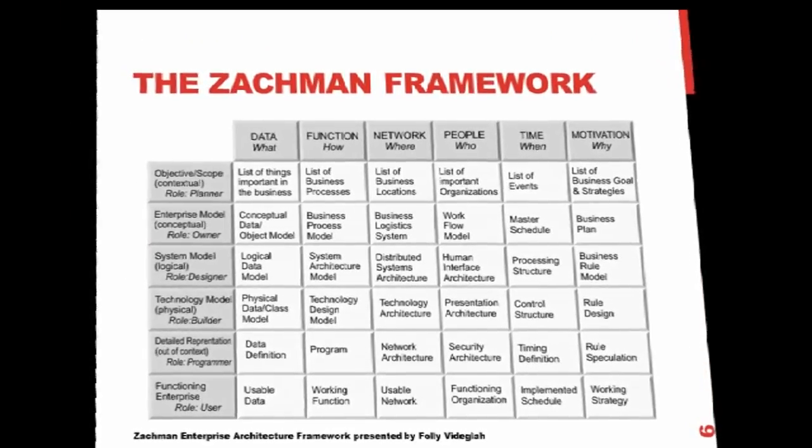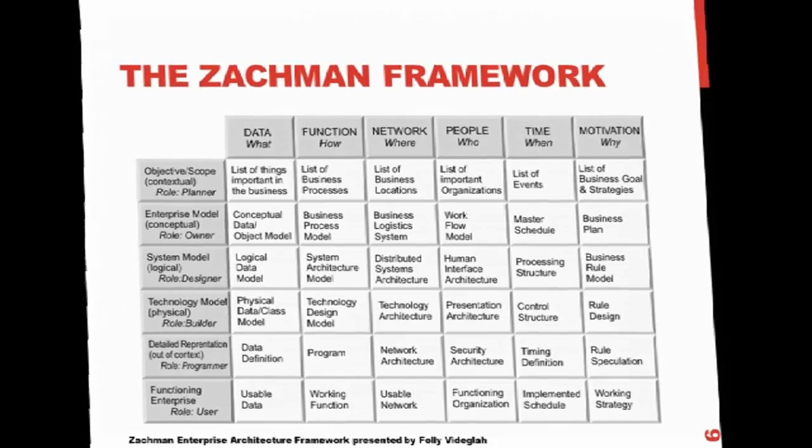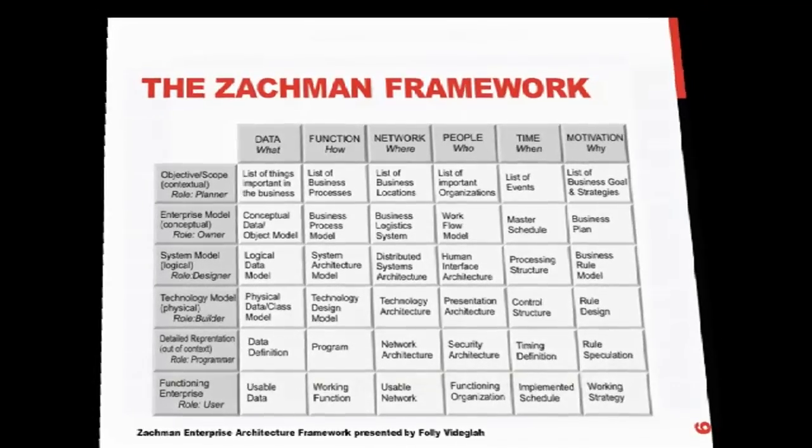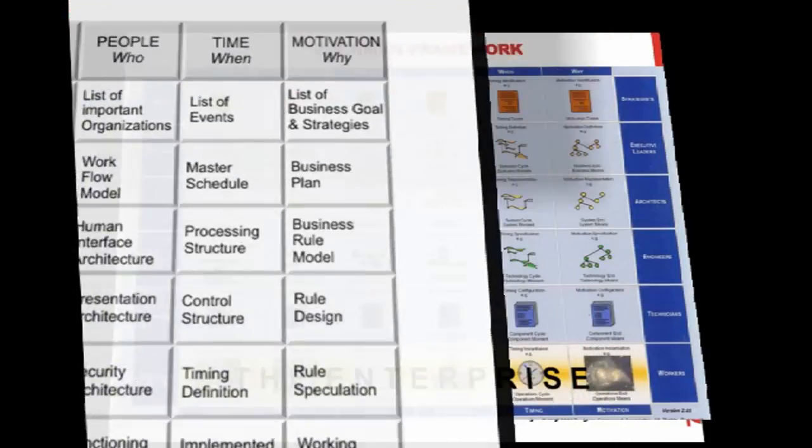Like I said, we have data, which is what; the function is how to do it; the network is where, the location; the people who do it is who; the time is very critical, which is when; and the motivation, why. In the scope area, we have the objective scope, the role of the planner, the owner, the designer, the builder, the programmer, and the user.